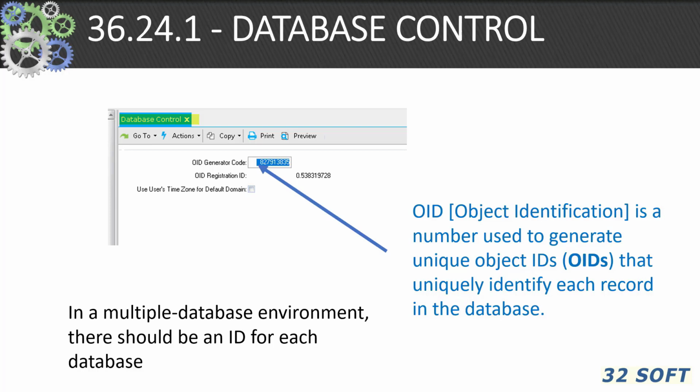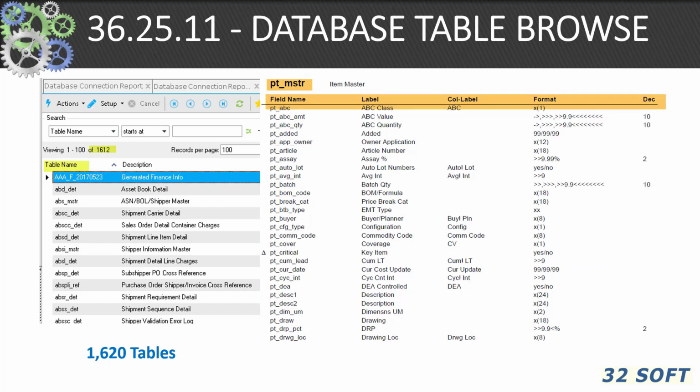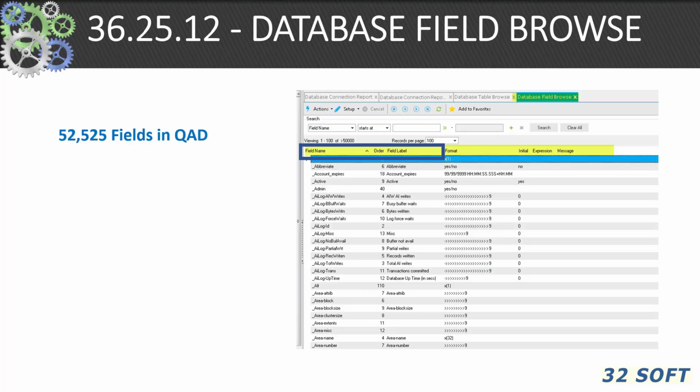The 3.6.24.1 database control allows you to create what are called object identifier codes, which ensure uniqueness of all records across all tables and databases within your company. The 36.25.11 database table browse lets you look at any combination of tables based on Boolean selections. There are about 1,620 tables in QAD, and the 36.25.12 database field browse, again through Boolean selections, lets you look at any combination of those.